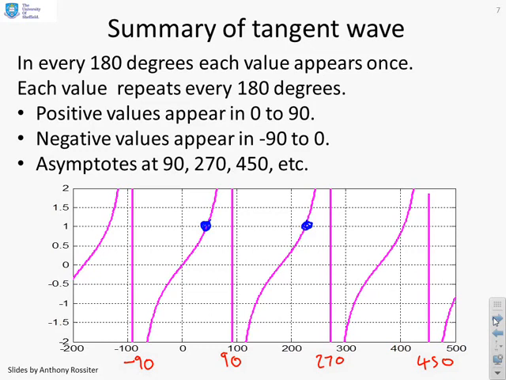The positive values appear between 0 and 90. You can see all the positive values are here between 0 and 90, and the negative values all appear between minus 90 and 0. So you've got a nice simple pattern. And you have asymptotes at 90 degrees, 270 degrees, 450 degrees, and so on.